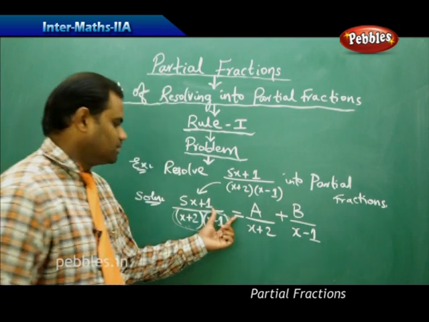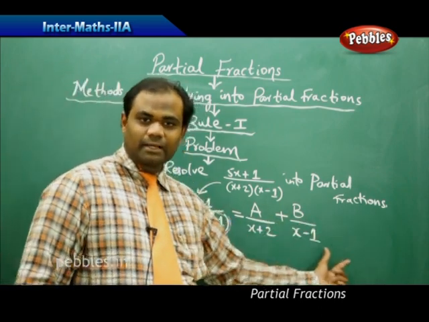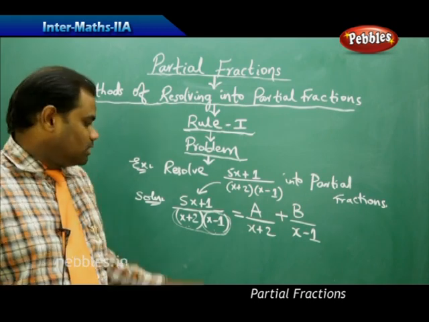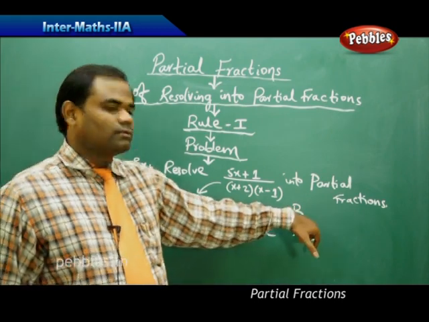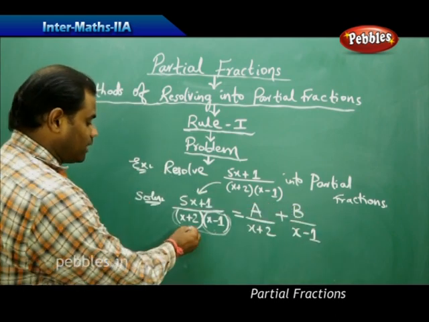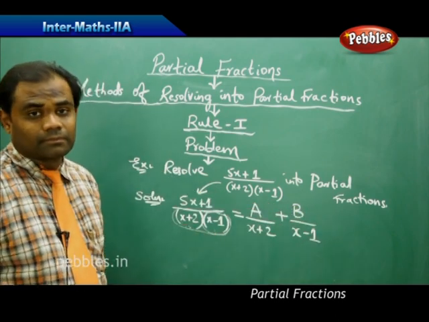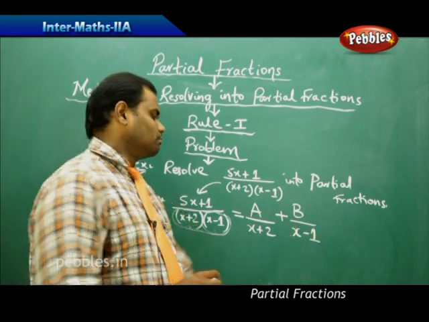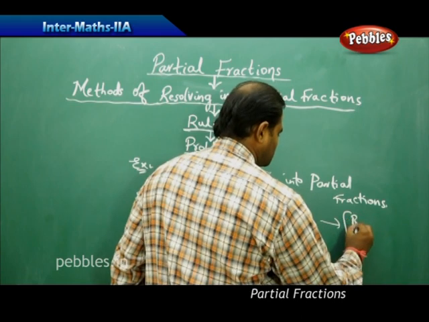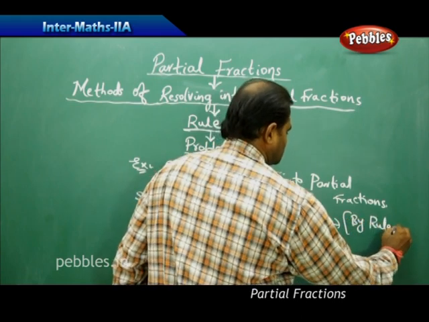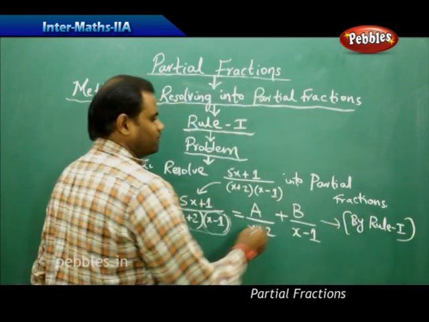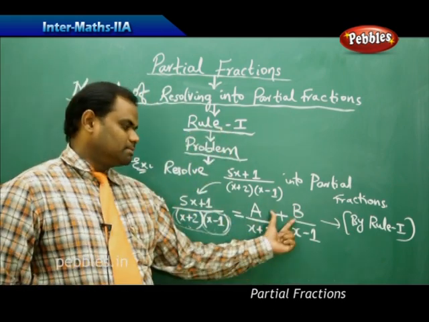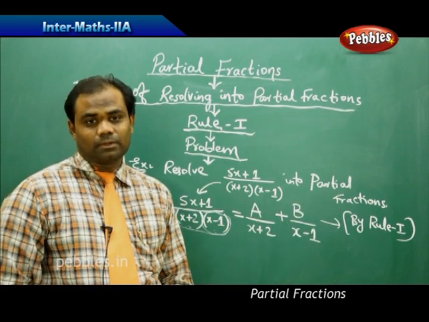If there's a third factor, then I get plus c by the third factor, and the fourth factor plus d by the fourth factor. So the number of factors will be the number of constants. Of course, the factors must be non-repeated, which is the biggest condition there. So for this non-repeated case, I can write in this form by rule 1, which is about splitting through partial fractions in the form a by (x plus 2) plus b by (x minus 1).